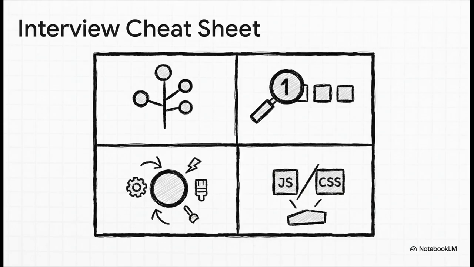1, the DOM is a tree of nodes in memory. 2, querySelector only gets the first match. 3, addEventListener is awesome because you can stack them up. And 4, classList is the modern, right way to handle dynamic styles. You master these 4 points, and you are well on your way.